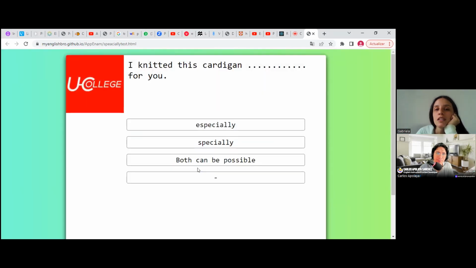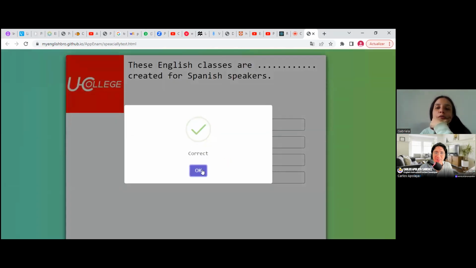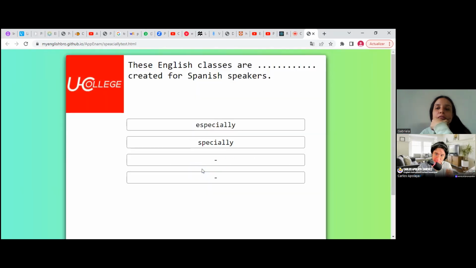I like this cardigan. Both can be possible. Yes, both can be possible. Remember that we say knit. Knit, coser.